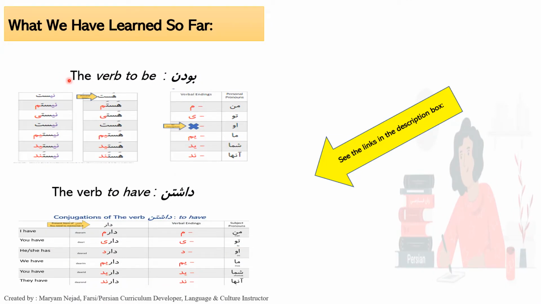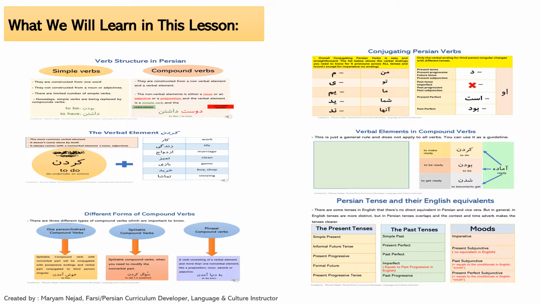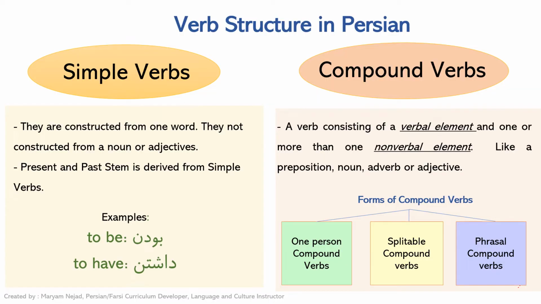So far in the previous lessons, we have learned the two verbs budan and داشتن, which you can find the link to these lessons in the description box. In this lesson, we are going to cover everything you need to know about Persian verbs. Again, this lesson is very grammar focused. We are not going to make any sentences and stuff, but for those of you who love grammar like I do, you will learn a lot in this lesson and it will provide you with a very good foundation in grammar and verbs. We are going to start this lesson by going over the verb structure in Persian language.